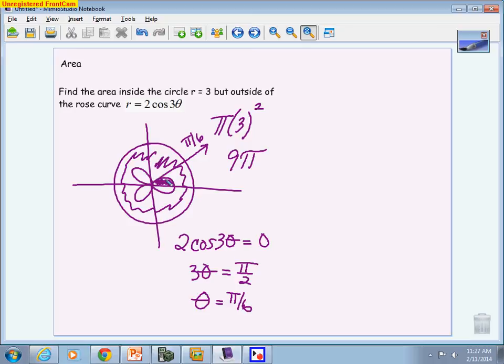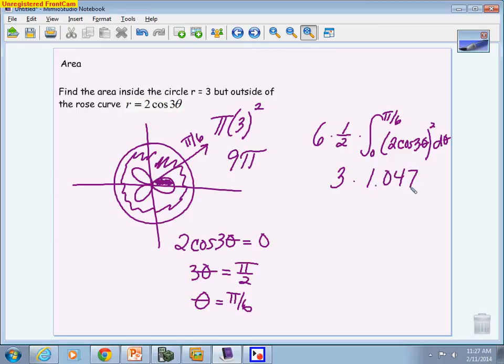I did 6 times a half, and the half comes from the formula, of the integral from 0 to pi over 6 of my r, which is 2 cosine 3 theta, and make sure when you're putting it in your calculator you square the whole thing and not just the angle. Little things that you want to watch. So the 6 times a half will give us 3. Then I use my calculator, make sure you're in radian mode. You get an area of about 1.047. I immediately multiply by 3.